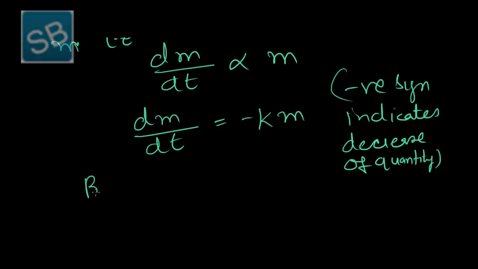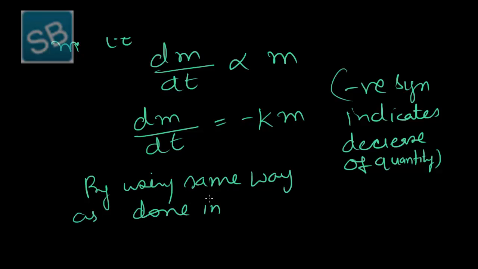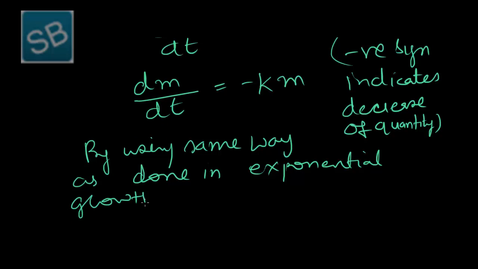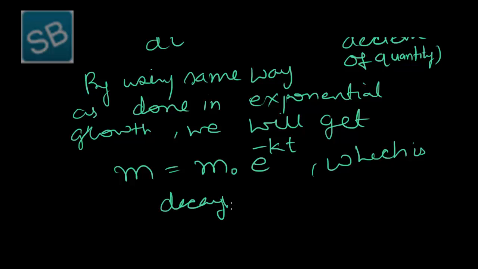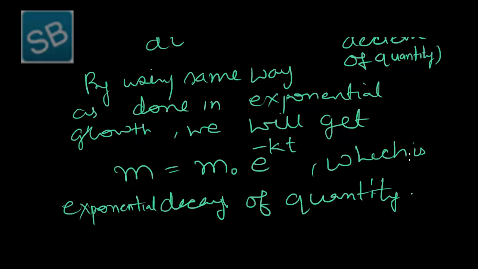So, by using the same trend as done in exponential growth, we will get m is equal to m naught e raised to power minus kt instead of kt, which is the exponential decay of a given quantity, and m naught is the initial value of the quantity at the starting time. So this is the exponential decay of quantity.